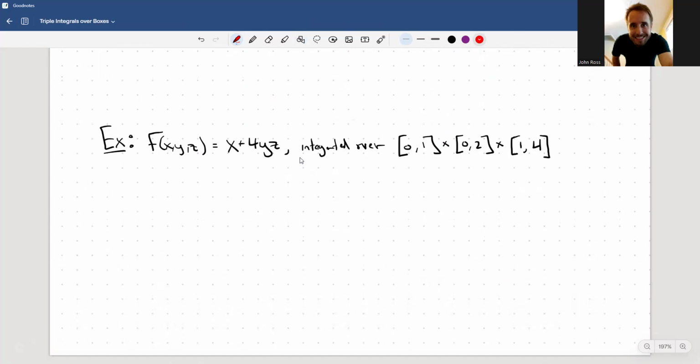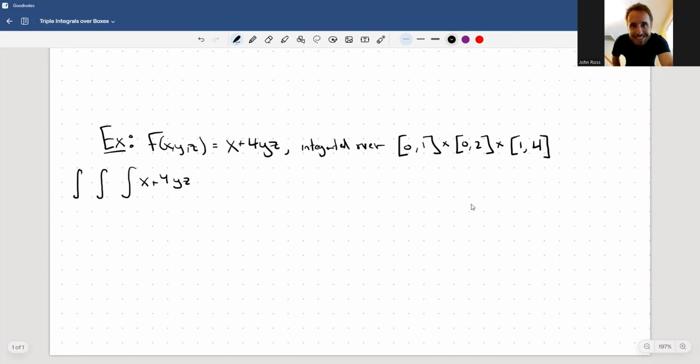And so we are going to compute the integral of this function over this domain D. And so let's see if we can set this up. So it's going to be a triple integral. The function is x plus 4yz. And then we can integrate that dx, dy, dz.